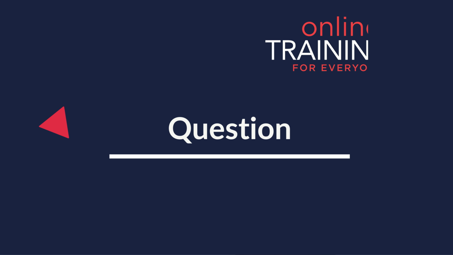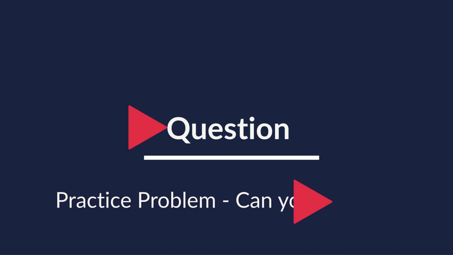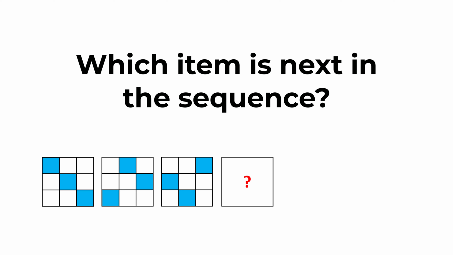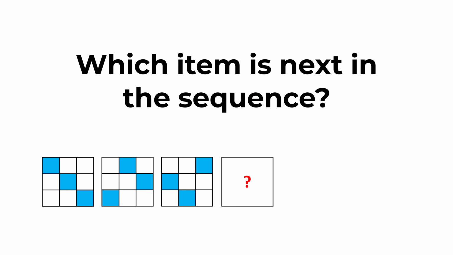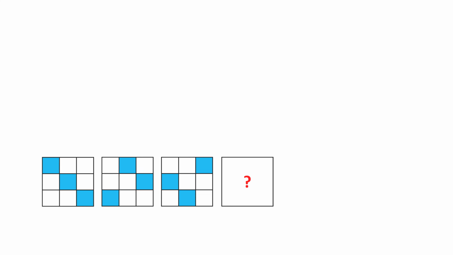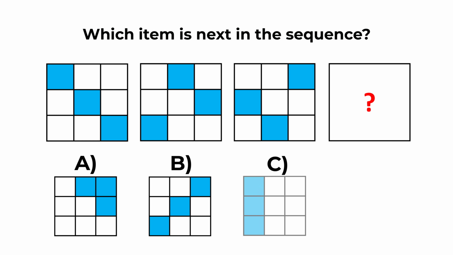And now I have a practice question for you. You need to determine which item comes next in the sequence. You're presented with 3 large squares. Each large square contains 9 small squares inside, and small squares are of a different color. And the 4th square is missing, and you have 4 different choices to choose from. Choices A, B, C, and D.